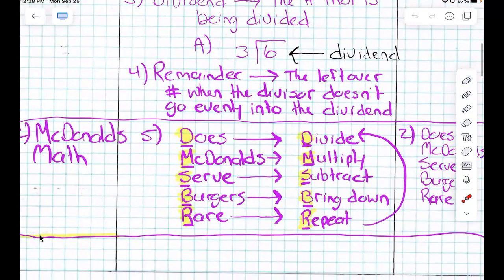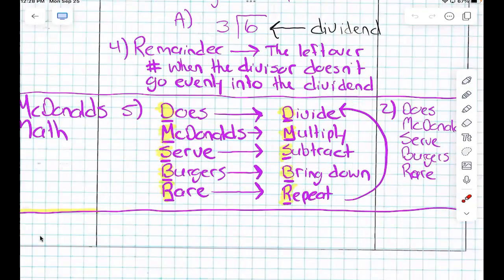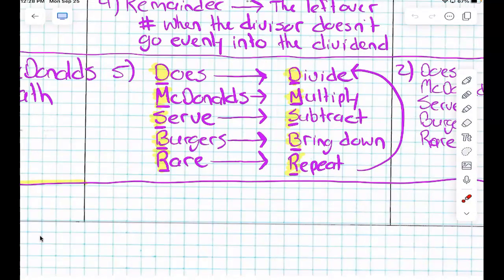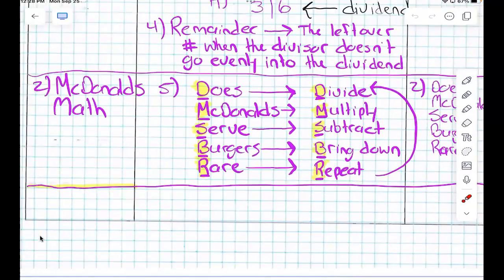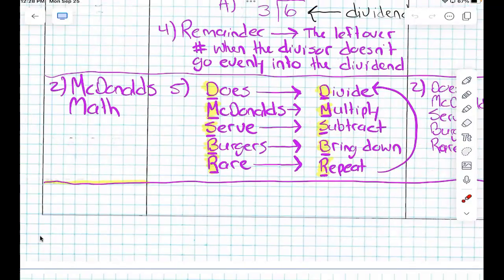Those would be remainders. All right, probably the most important part of the entire lesson would be the process and how we remember the process for long division. We're calling it McDonald's math. Together, let's read how we remember McDonald's math on the count of three. 1, 2, 3. Awesome. And the D in McDonald's stands for what, class? Serve stands for what? Burgers? Rare? Beautiful. You guys are doing great.